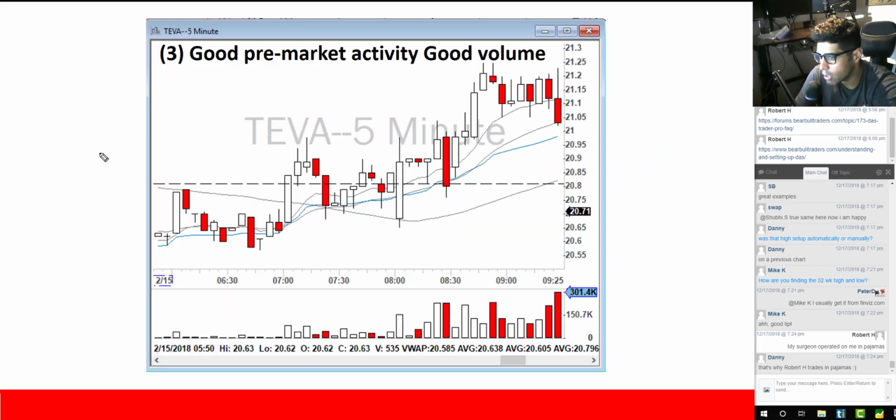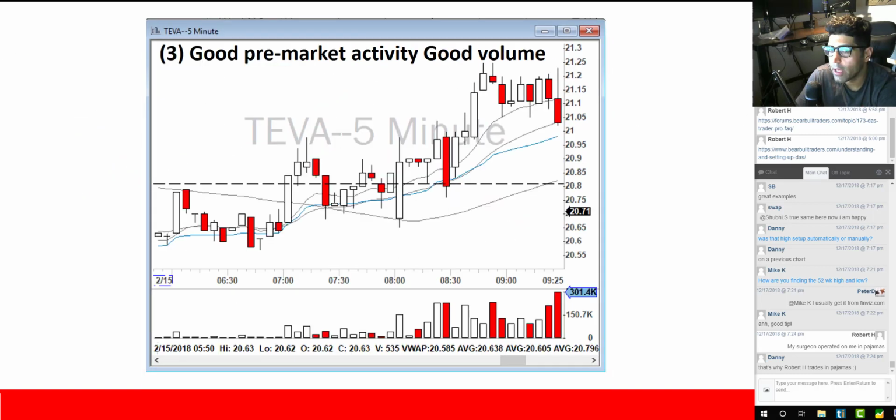What about the daily chart in the pre-market? At 6 o'clock in the morning, you see the stock is gapping up from 20.80 all the way up to 21.20. That's pretty good. So that's a very decent pre-market. I really like that. It gets a check mark, probably a 7 out of 10 or something like that. So I like that.